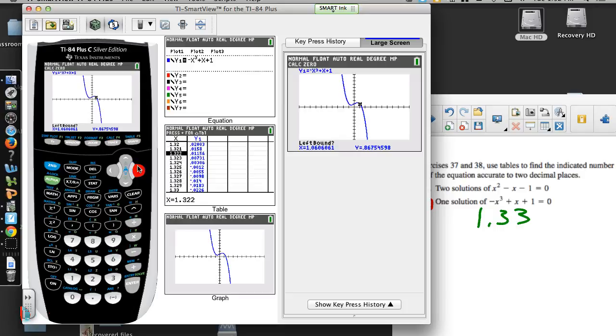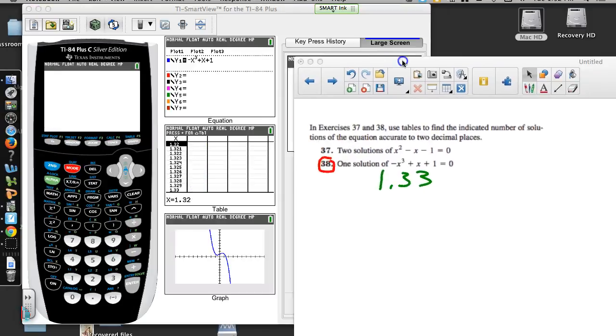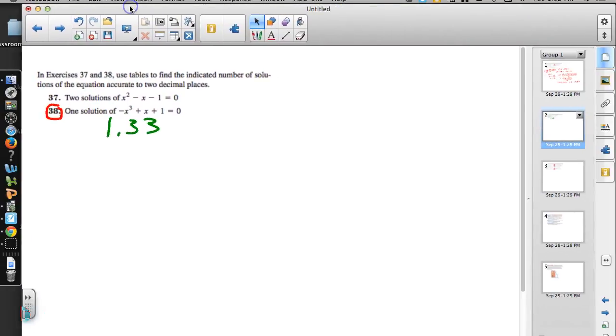And we'll set Blinky here and here and enter through, guess, and we get 1.3247, which of course would round to 1.33. So again, it's much more efficient to use the zero feature on the calculator, but that's not what they wanted us to do. They wanted us to do the table. So we did the table, and we did find the answer that we needed.